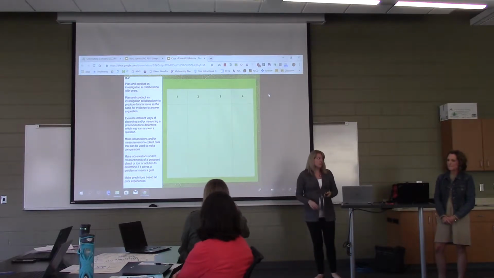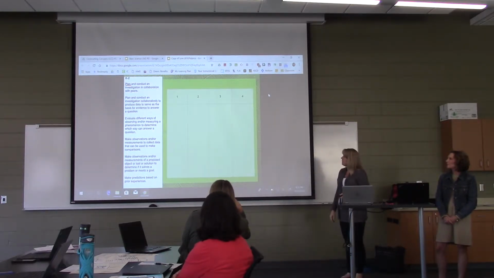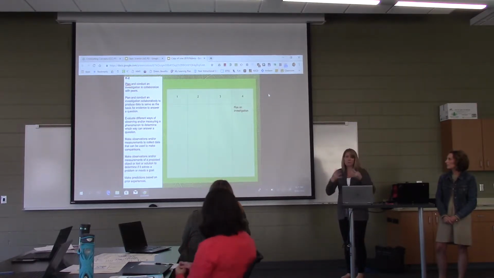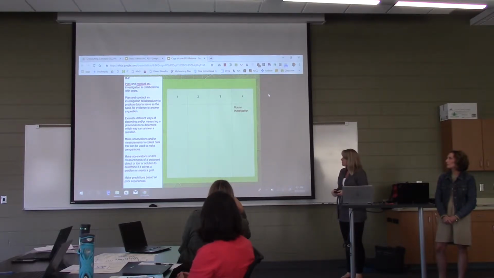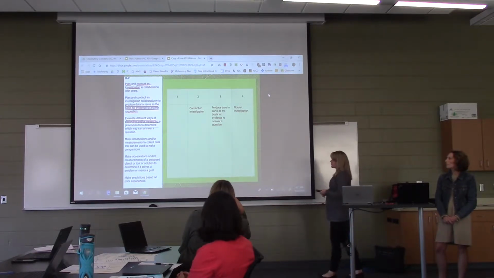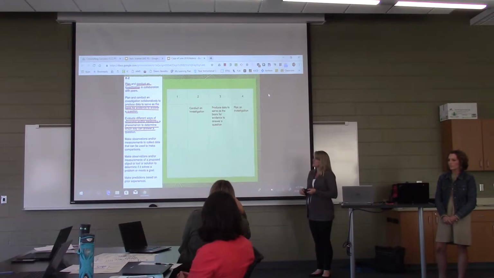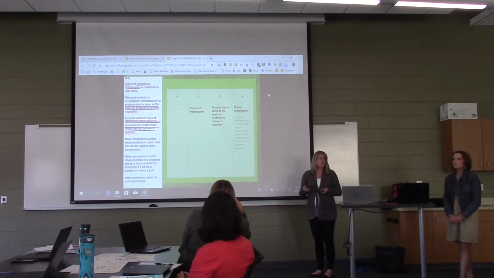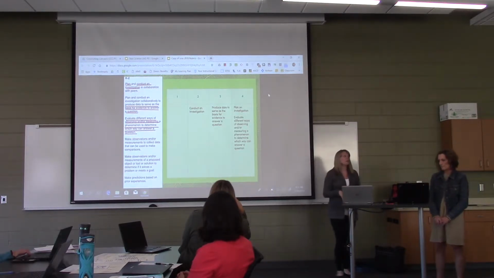So this is what we ended up doing for K-2 to start. Planning an investigation is more of a level 4 cognitive demand on our 1, 2, 3, 4 rubric. For a kid to plan it from beginning to end on their own takes a lot of cognitive thinking and understanding. Conducting an investigation, on the other hand, is more of a level 2. Producing data to serve as the basis for evidence to answer a question is more level 3, because you need to use it to serve as evidence. Evaluating different ways of observing or measuring a phenomenon to determine which can answer a question, that evaluation piece puts it in the level 4 category.